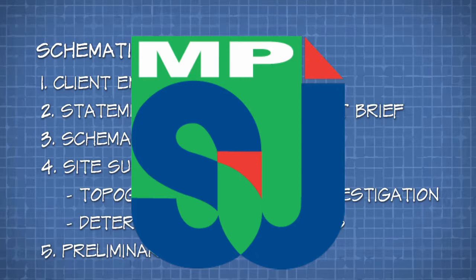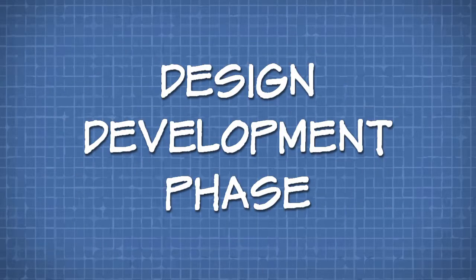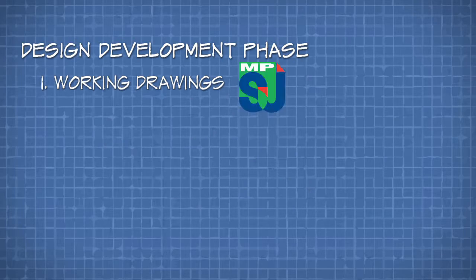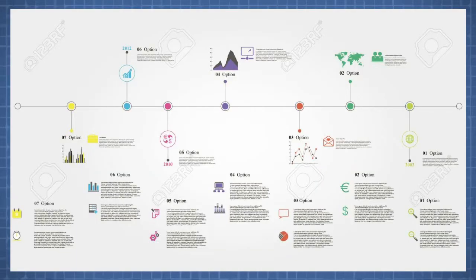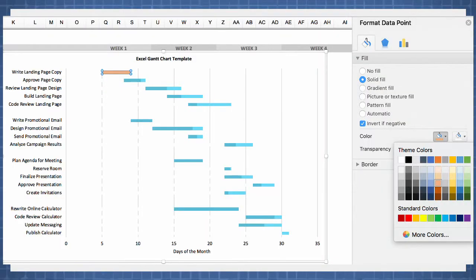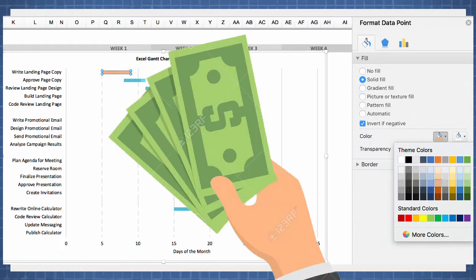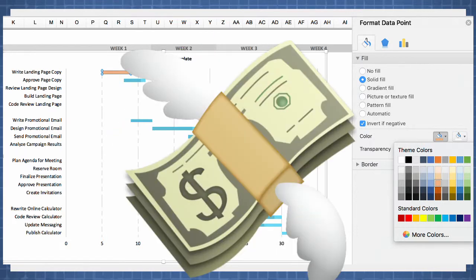Next, we move into the design development phase. Working drawings are submitted to MPSJ for approval, pre-consultations are arranged, and the preliminary costs are updated. The client also gets constantly updated on the project schedule in the form of a timeline or sometimes a Gantt chart, so the client has a very clear grasp of how the client's money is well used in this project.